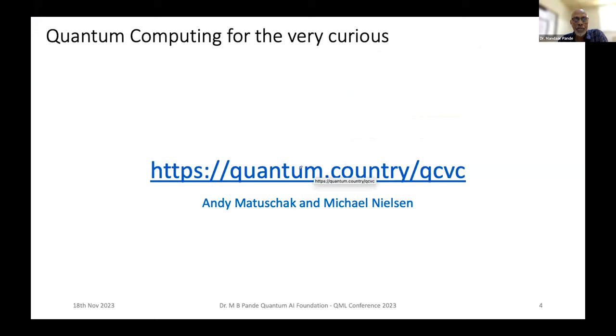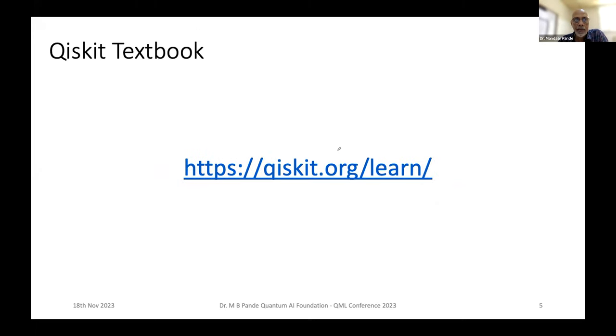Other resources, one of them is called quantum.country, QCVC. One of the authors there is Michael Nielsen. It's a very interesting way of understanding quantum computing. There are three sessions in that, three separate articles. I leave it to you to look at it. Then, while I'm not advocating a particular system like IBM or whatever, I found this to be very useful, so I'm suggesting this to you.